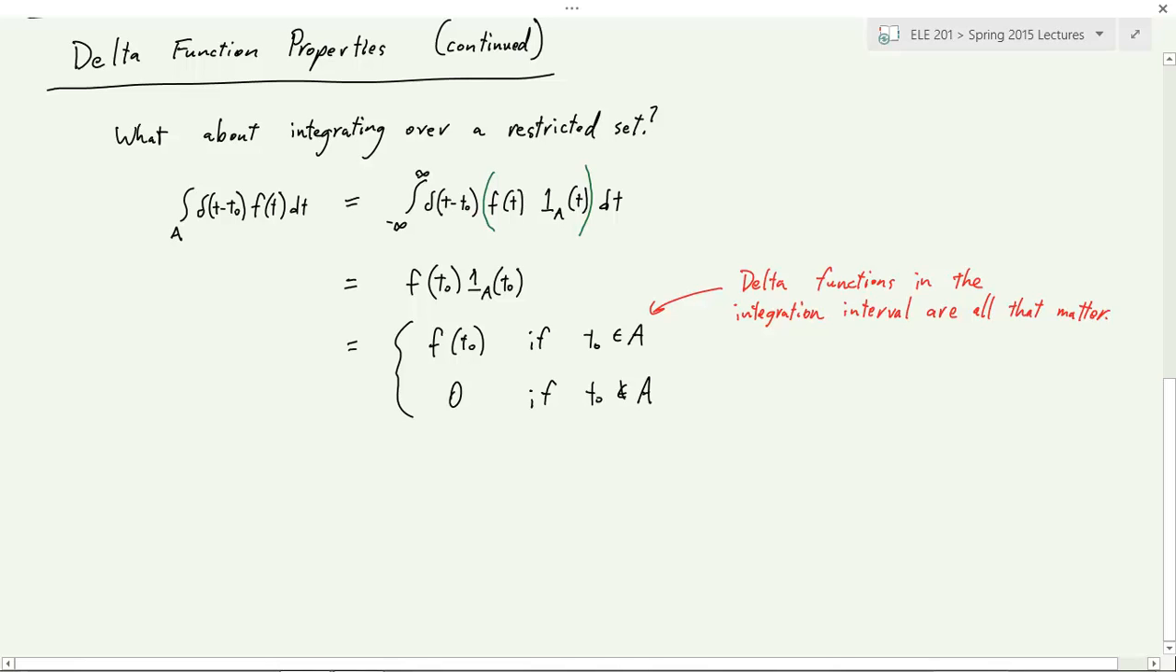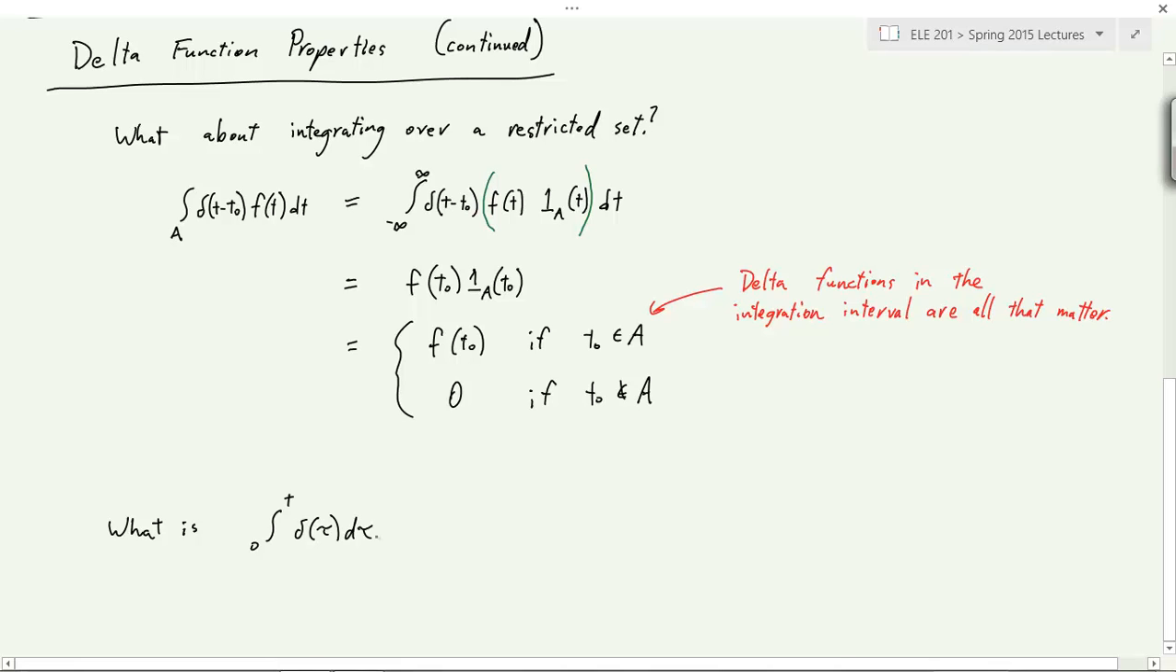Great. I think that's enough about that. Let's also look at another example of the delta function. This is an interesting case to look at. What is the integral from 0 to t of delta tau d tau?